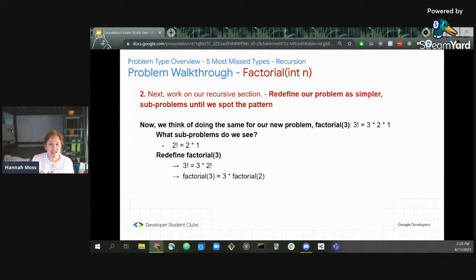So next, we want to do the same thing with the subproblem we found. So factorial of 3 is 3 times 2 times 1. So what subproblems are there? Well, I again see the factorial of 2, or 2 times 1. So just as we redefined our main problem, we now redefine our subproblem. So factorial of 3 is 3 times factorial of 2.